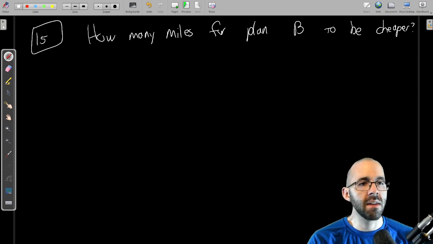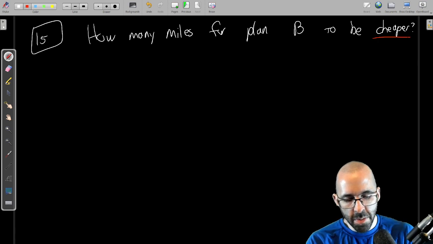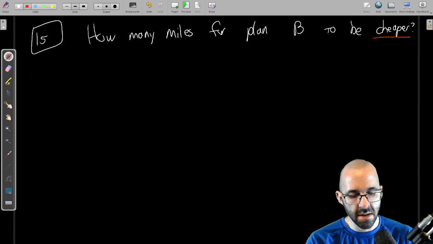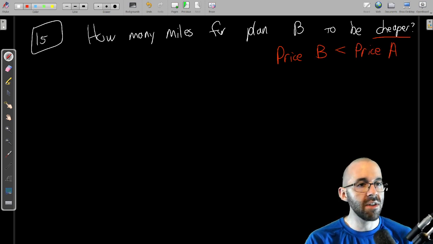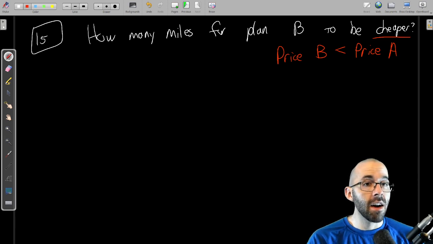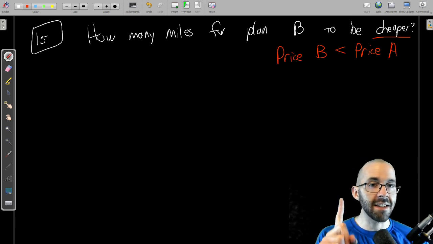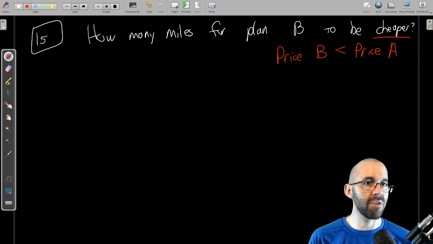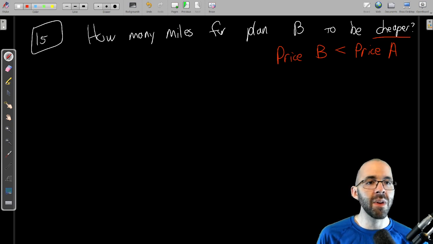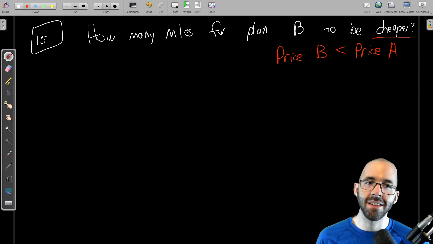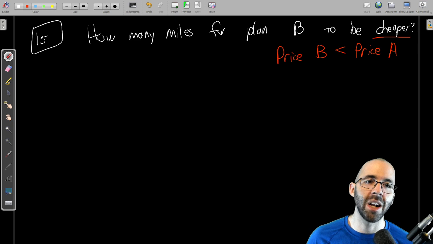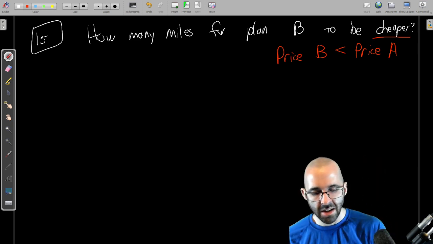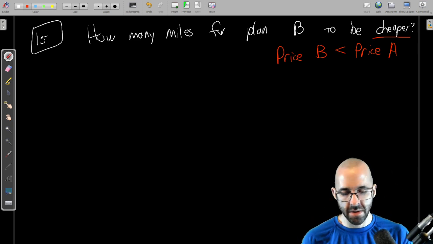Well, what does cheaper mean? Cheaper just means lower price. So when is the price of B less than the price of A? That's another way of asking this. Now it's just like that last example, example 10 from the notes. When is one function less than another function? We'll find out when their functions are equal to each other, and that's going to help us out. So we need to find when they're equal.